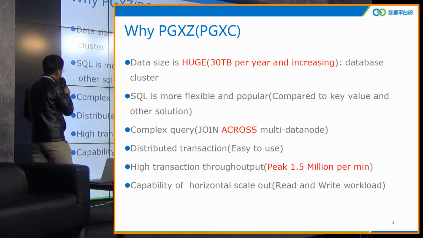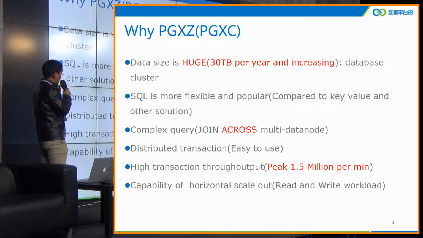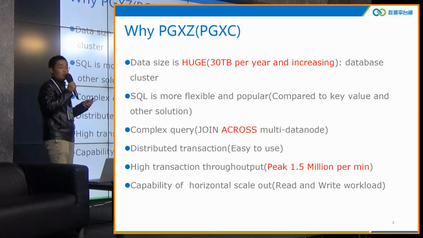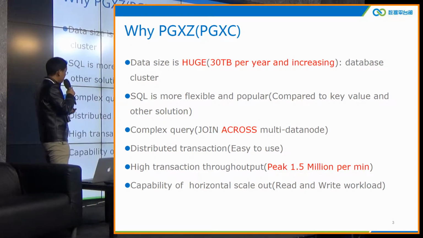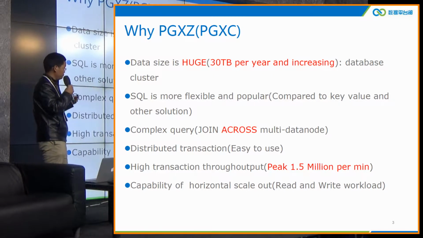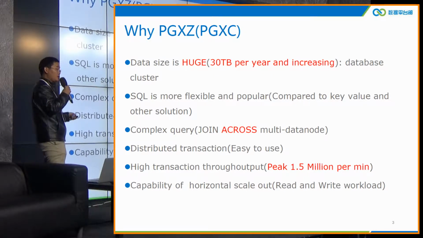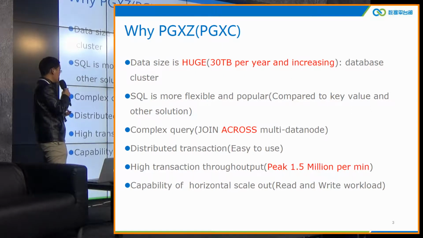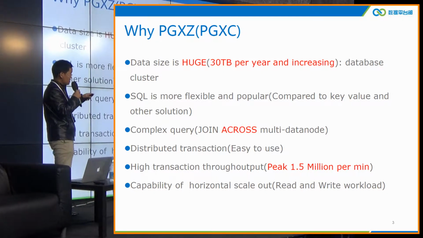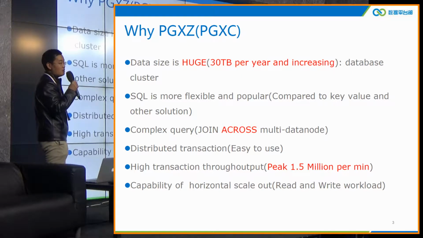The third one is that PGConf can handle complex queries, especially joins across nodes. PGConf can also provide consistency of transactions, so it's easy for our application to use. And also, it's about the throughput of transactions. At present, the peak we handle is 1.5 million transactions per minute. It's quite a lot of transactions.